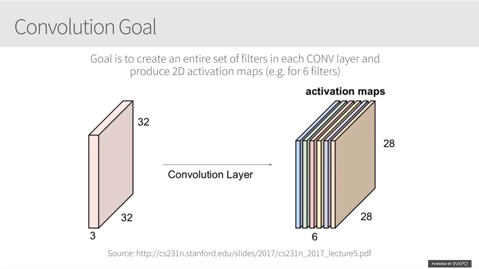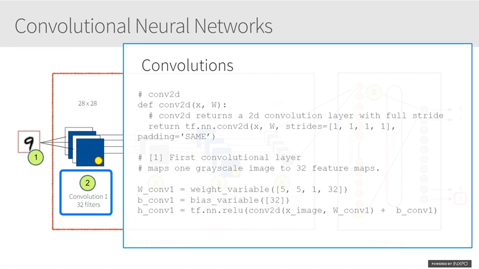The goal of our convolution is to create an entire set of filters in which each convolutional layer produces a two-dimensional activation map. In this case, I've got 6 filters. For those six filters, I'm going to have 6 activation maps that have been created.